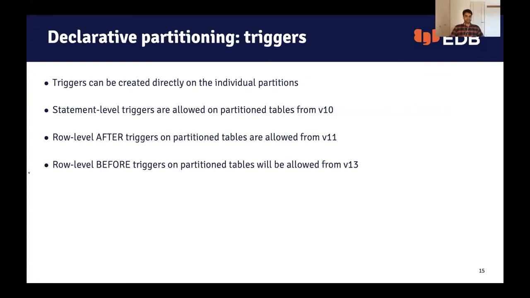Next is triggers. Again, each partition can have its own triggers, just like it can have its own indexes and constraints. As for partition tables, statement level triggers could be defined from version 10, but row level triggers were not supported in version 10. Row level after triggers could be defined from version 11, and row level before triggers are only supported from version 13. I think the reason why after row level triggers were implemented first was to implement the foreign keys feature, which internally uses after row level triggers.